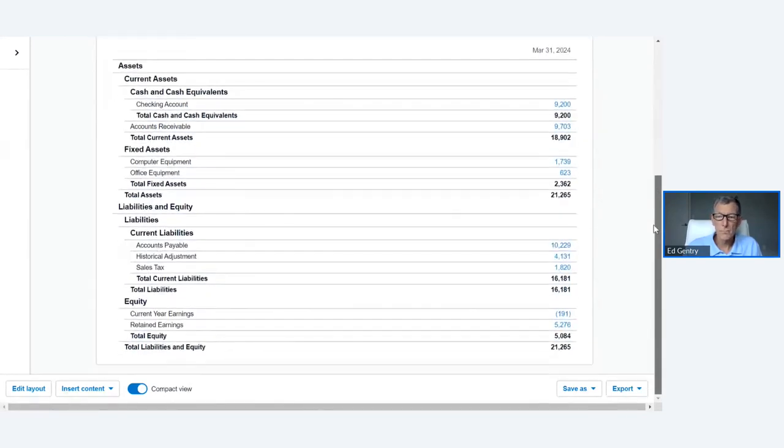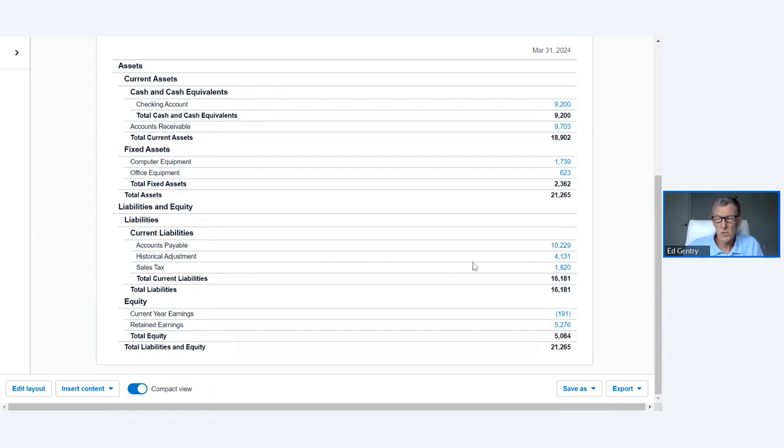So that's your total assets. Then let's go to your liabilities. And again, liabilities would be broken into current liabilities and long-term liabilities. A long-term liability might be a loan that you've taken out that is payable over more than 12 months, for example. So here we have accounts payable, which are payments due to vendors.